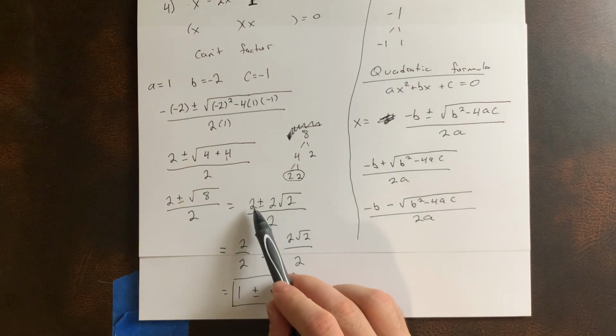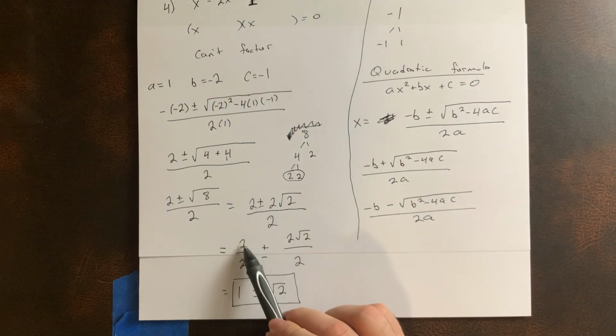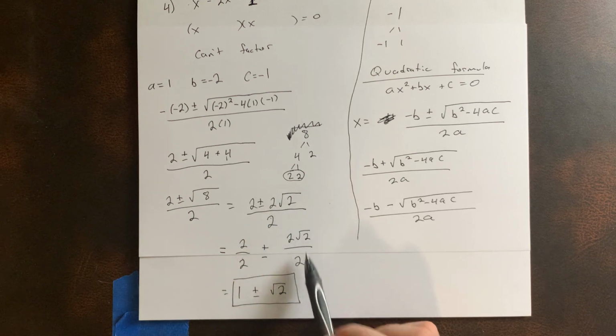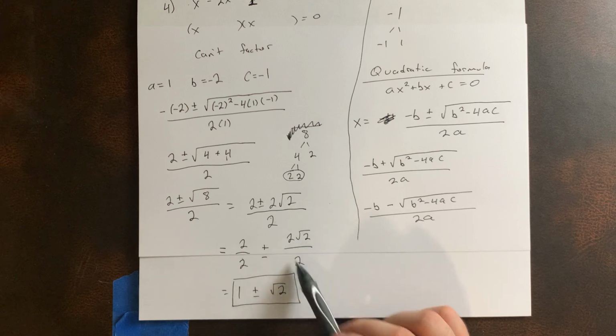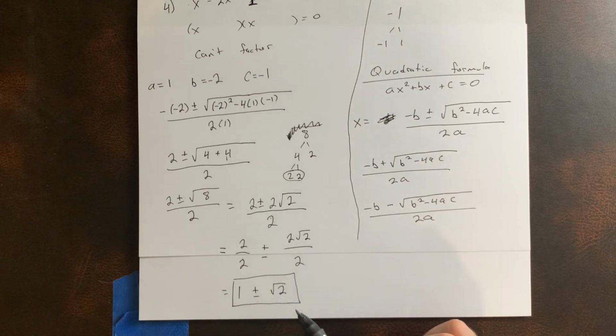But this whole thing is just a fraction. We have this plus minus this thing divided by 2. So we can break that up as 2 divided by 2, which is right here, and 2 root 2 divided by 2, which is right here. 2 divided by 2 is 1. Here, these 2's cancel, and we're just left with the square root of 2. And that gives us 1 plus minus the square root of 2 as our final answer.